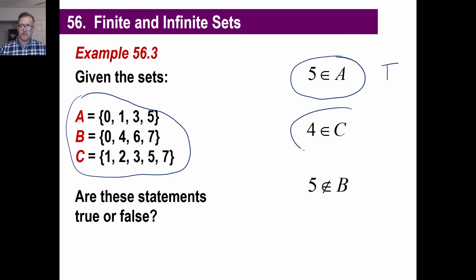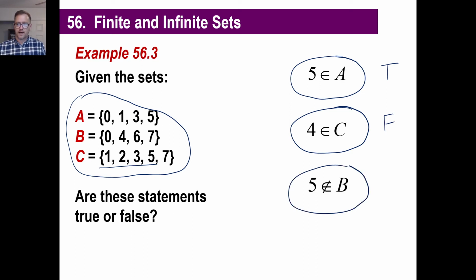All right, the second one. 4 is a member of set C. Well, is 4 a member of set C? Look at set C. No, that's false. All right. Well, look at this one. Is 5 not a member of set B? Let's see. Do you see a 5 in there? Not in there. So this is also a true statement, because 5 is not a member of set B.